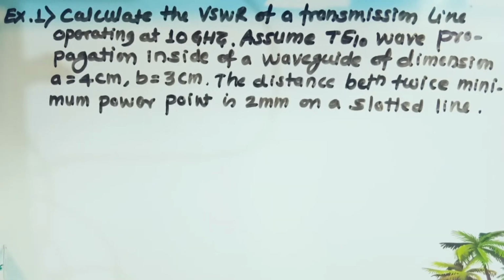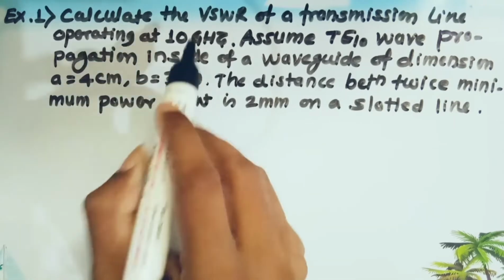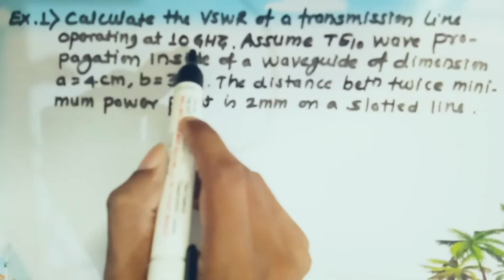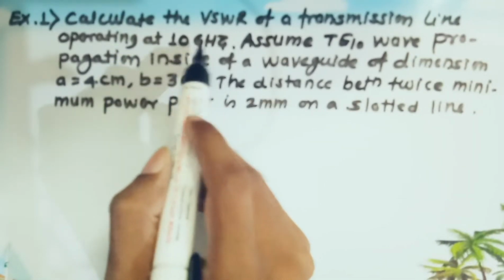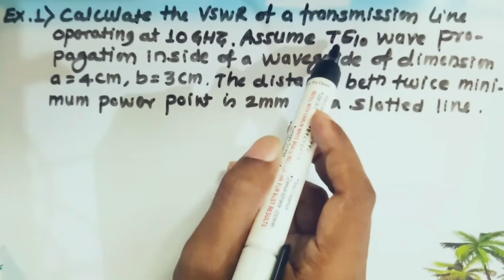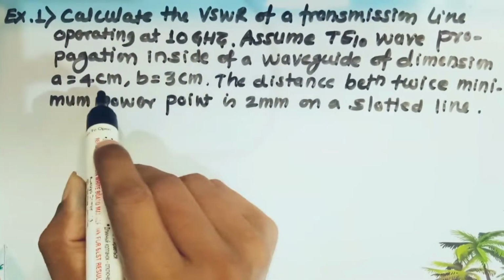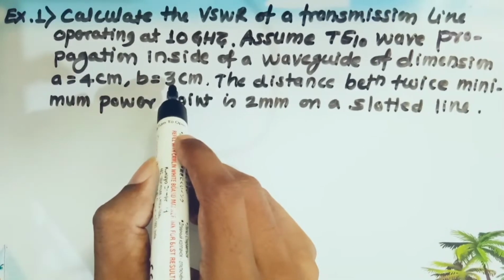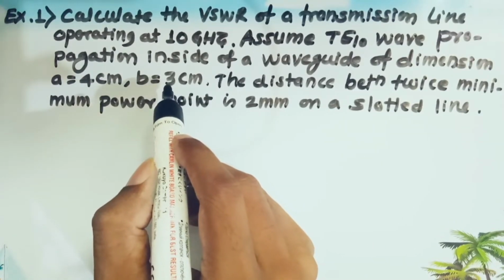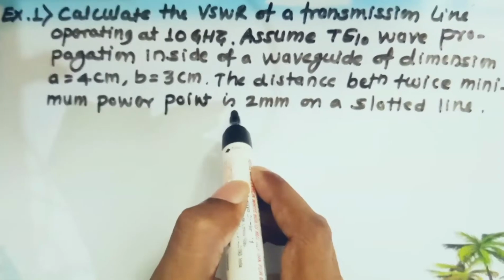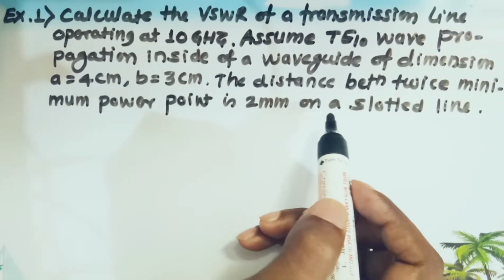So first numerical: calculate the VSWR of a transmission line operating at 10 GHz. Assume TE10 wave propagation inside a waveguide of dimension A equals 4 cm, B equals 3 cm. The distance between twice minimum power points is 2 mm on a slotted line.